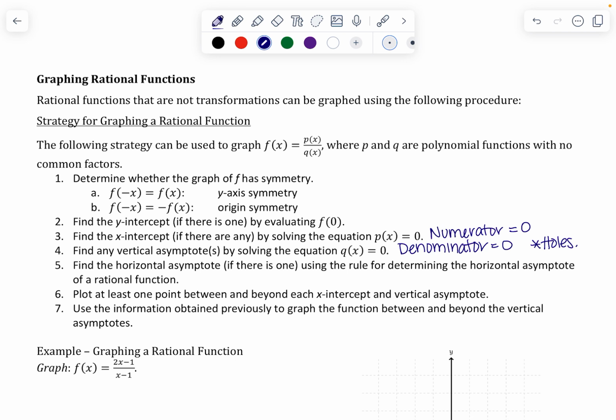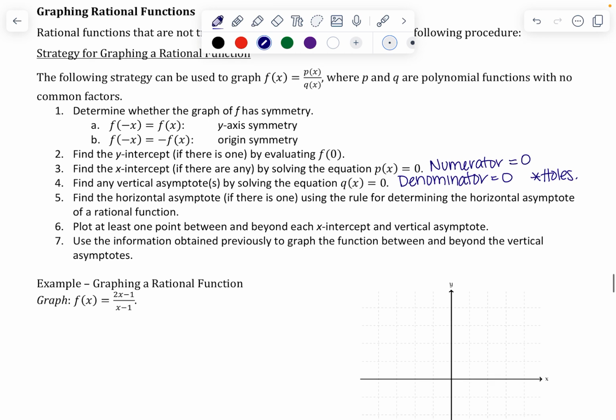Horizontal asymptote, we're using our 3 rules that we just talked about. Now, the one thing that your book is going to have you do, that I'll show you a shortcut for, is plot at least 1 point between and beyond each x-intercept and vertical asymptote. This we're going to do using the table on your graphing calculator. And then we're going to connect all those points and make our graph.